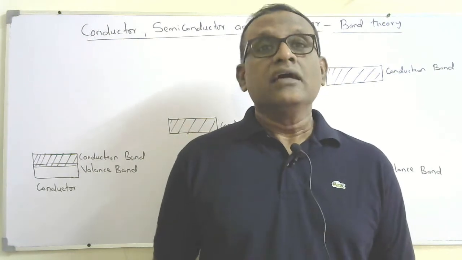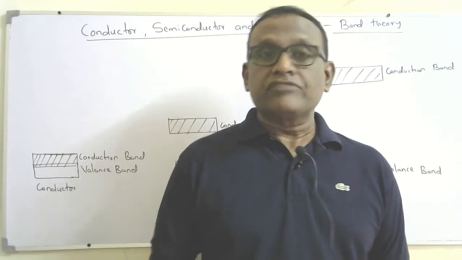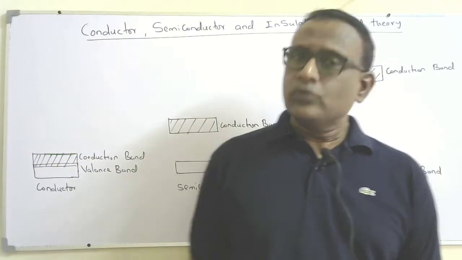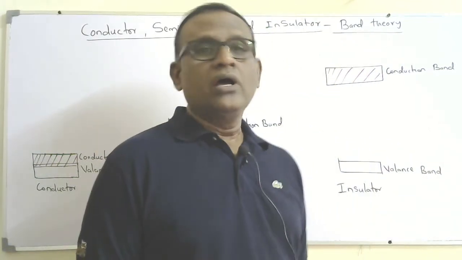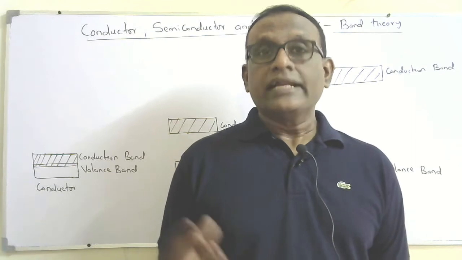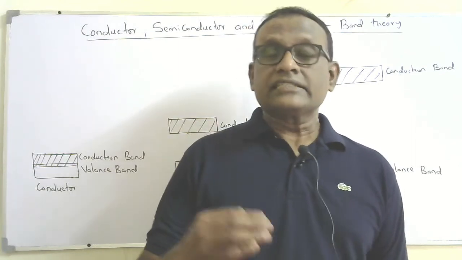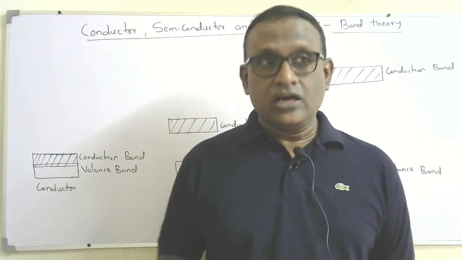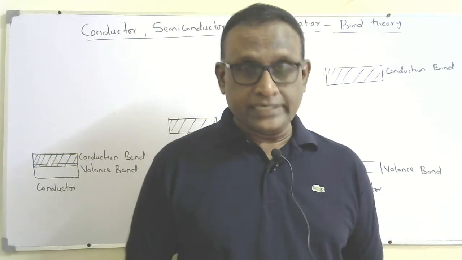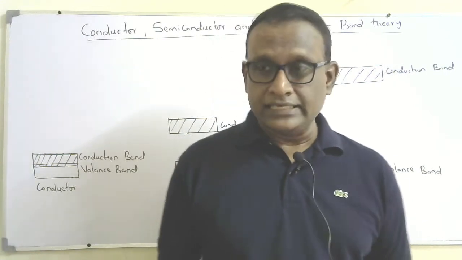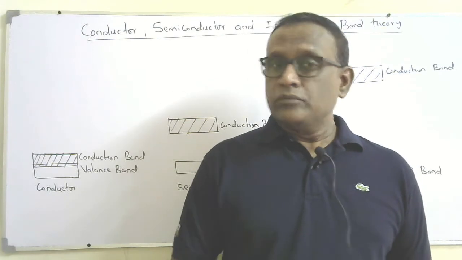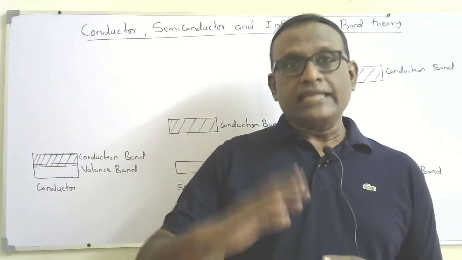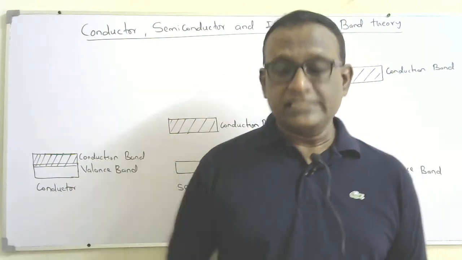But here we explain the difference between conductor, semiconductor, and insulator based on band theory. What is band theory? According to the Bohr model, electrons in an atom are kept at different energy levels or different shells. We learned that under spectra in unit 2 in Edexcel, and also in Cambridge and International Baccalaureate. According to the Bohr model, the nucleus is at the center and the electrons orbit the nucleus at different energy levels or shells.